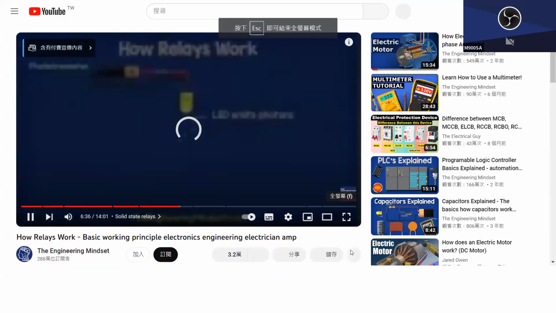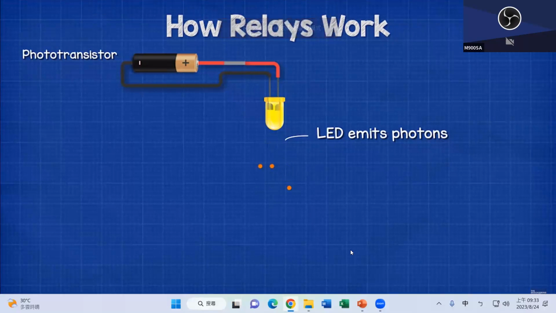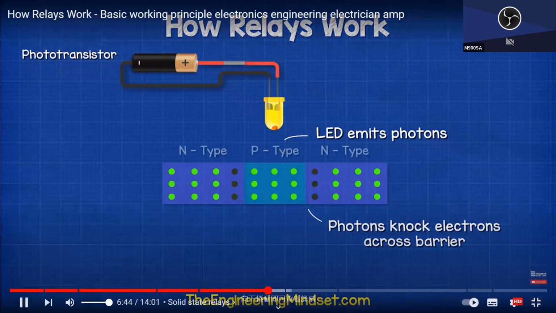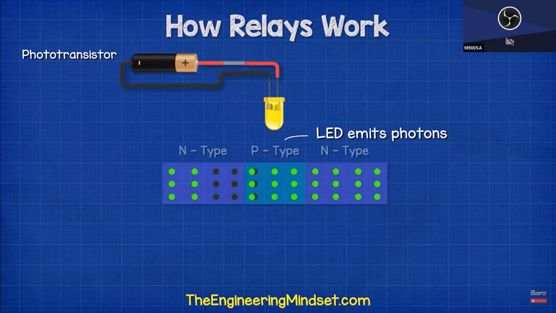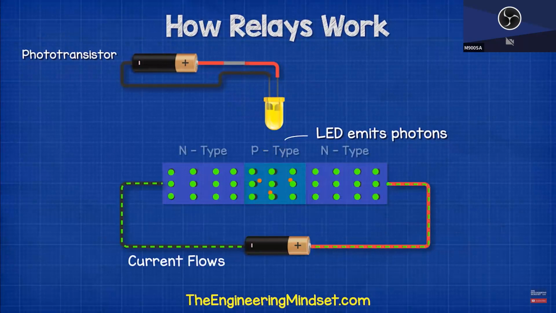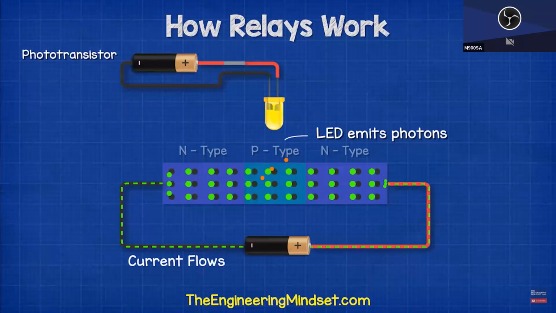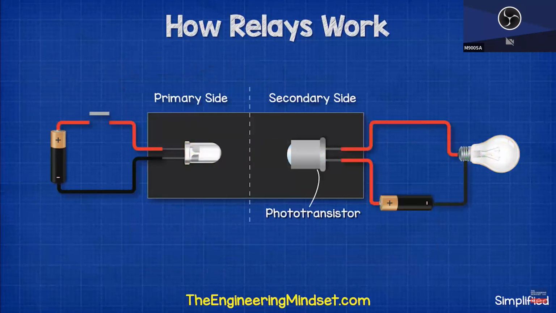When the LED is on, it emits a particle known as a photon. The photon hits the P-type material and knocks the electrons, pushing them across the barrier and into the N-type material. The electrons in the first barrier will now be able to also make a jump, and so a current is developed. Once the LED is turned off, the photon stops knocking the electrons across the barrier, and so the current in the secondary side stops. So we can control the secondary circuit just by using a beam of light.